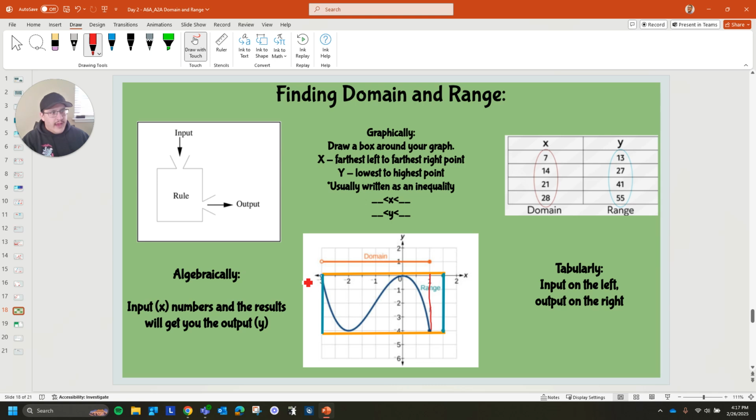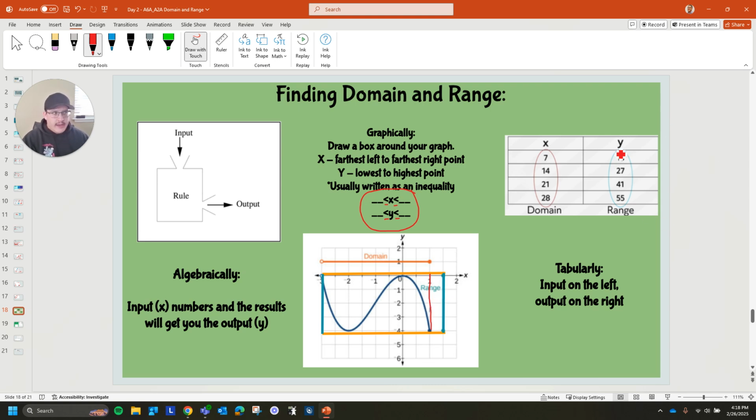Anyways, x values go from the farthest left to the farthest right. And then your y values are usually your lowest part of the graph to the highest part of the graph. And then you usually write it as an inequality, like the way you see here. Depending on certain things, it might have less than or equal to symbols. But graphically, this is how you would write it, for line segments, I should say.